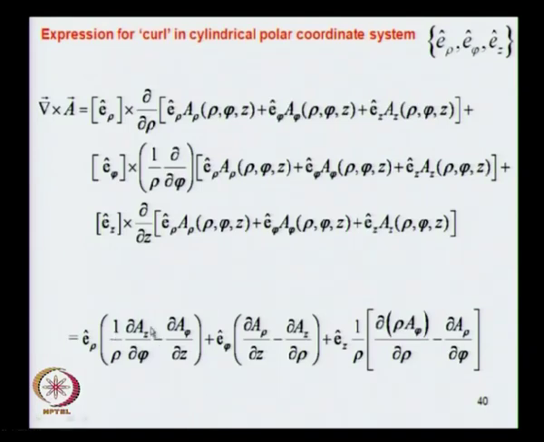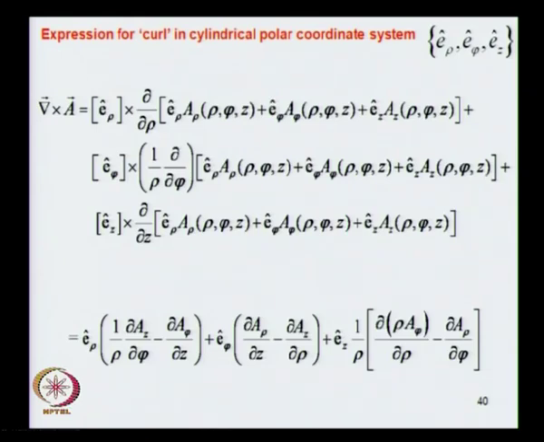So, this is your end result, and we now have the complete expression for the curl of a vector in the cylindrical polar coordinates. Every parameter on the right hand side over here is in terms of the polar coordinates. They involve the polar coordinates of the vector A and the derivatives with respect to the polar coordinates rho, phi and z, and the directions are also given in terms of the unit vectors of the cylindrical polar coordinate system.